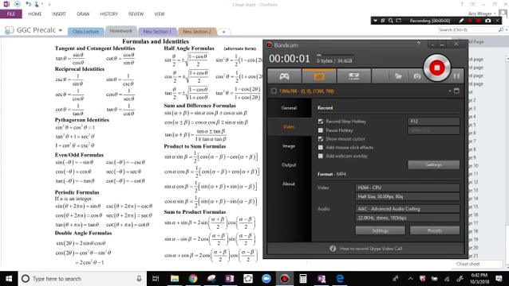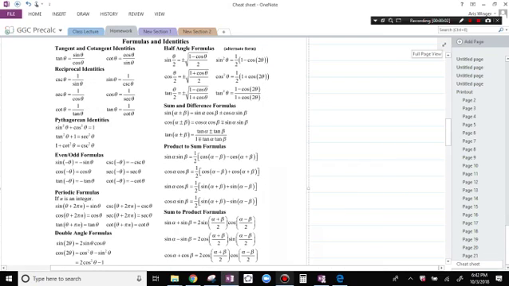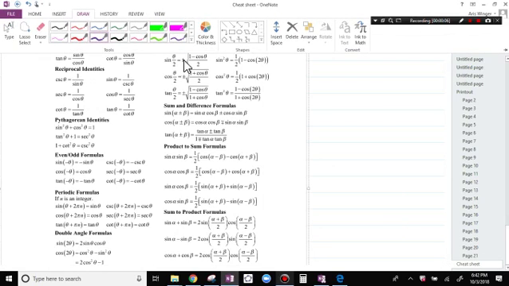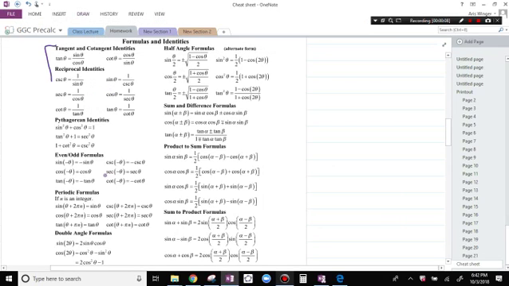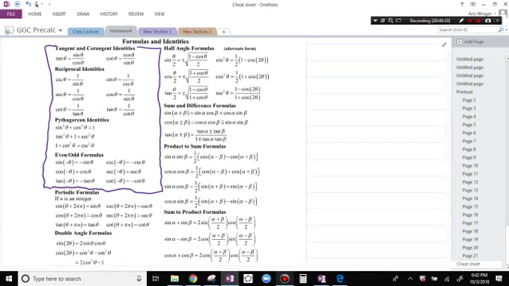Get right to the homework. So at this moment, we should know these things. We should know that tangent is sine over cosine, cotangent is cosine over sine. Those are the cotangent and tangent identities.